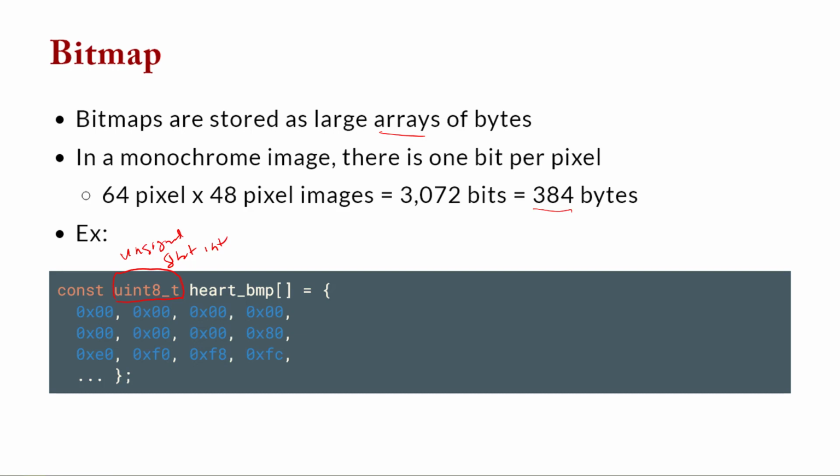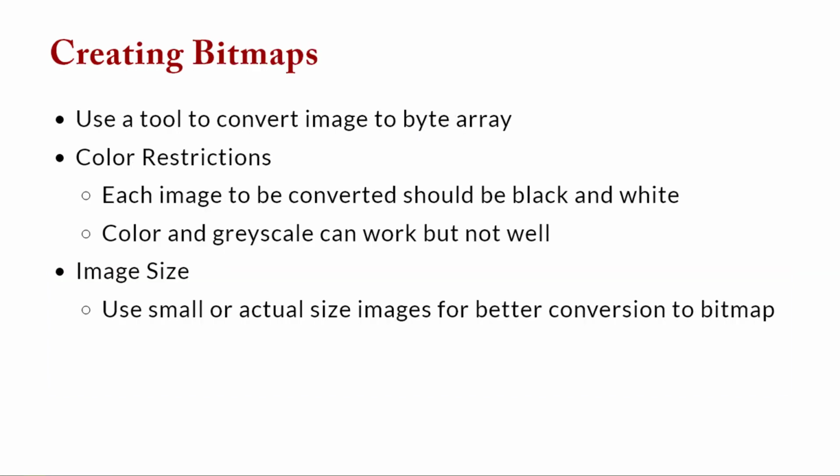Now, if we had to make all of these images by hand, it would be very, very tedious and not very much fun. So there's a nice tool that we can use to convert images to a byte array. One thing is the image needs to be black and white. Color and grayscale aren't going to work very well. Also, this is a limitation of the Argon. We want to use, ideally, actual size images, meaning the 3072 bits, or pixels rather. That's really what we want to use, or very, very small. Don't try to use a giant photo.